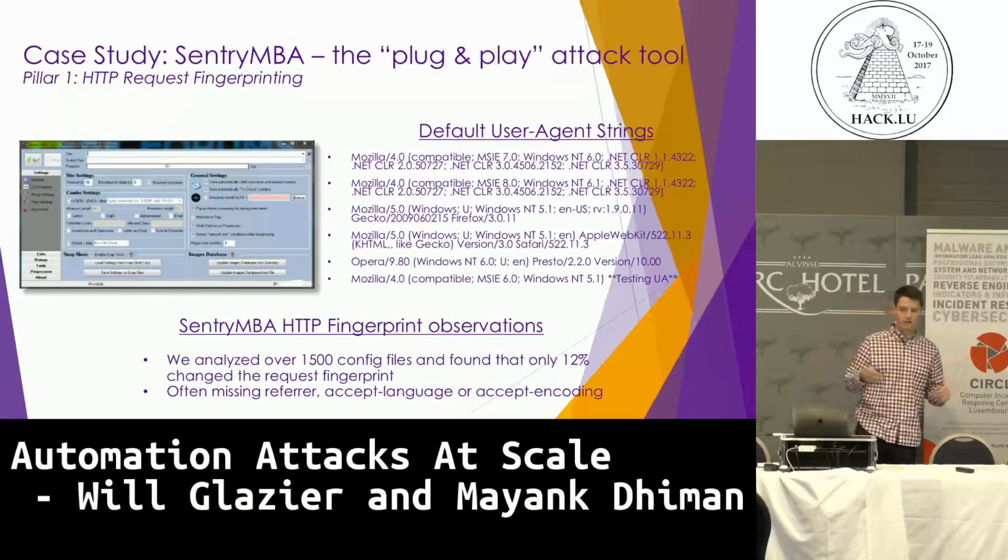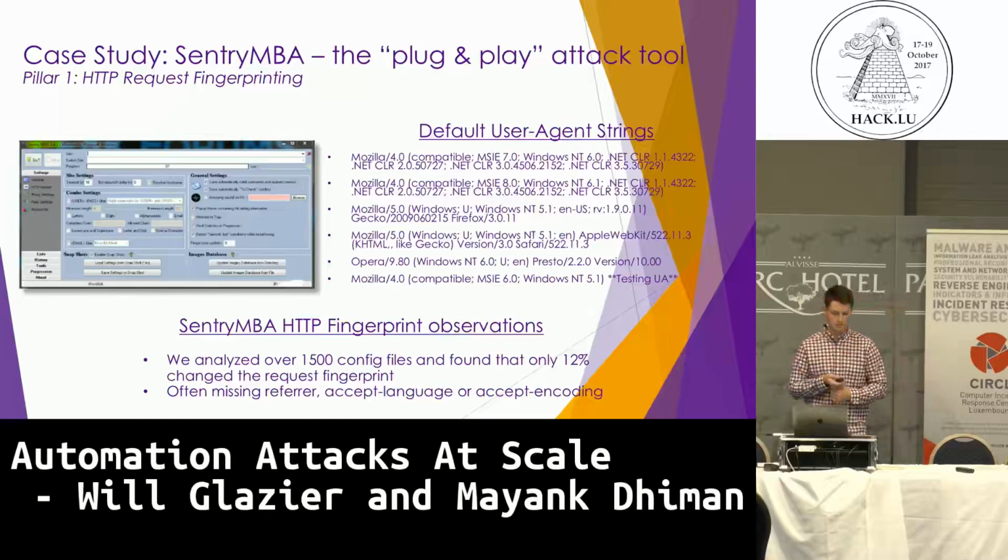We call it a plug-and-play attack tool, like I said, because it's so easy to use. Here's a list of just the default user agent strings. And you might think, all right, that's only going to get me so far because attackers will just change. Well, it turns out most of the time they don't. We analyzed the HTTP fingerprint of these tools. We analyzed over 1,500 config files and found that only 12% changed the request fingerprint. So this is extremely valuable low-hanging fruit for detection if you're looking to stop these attack tools.